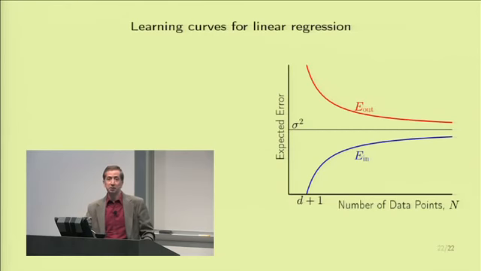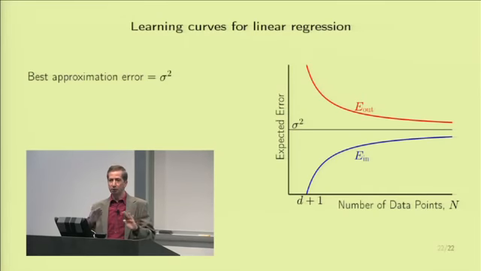And there is a very specific formula that you can get, which is interesting. So let me finish with this. The best approximation error is sigma squared. That's the line, right? Okay. What is the expected in-sample error?